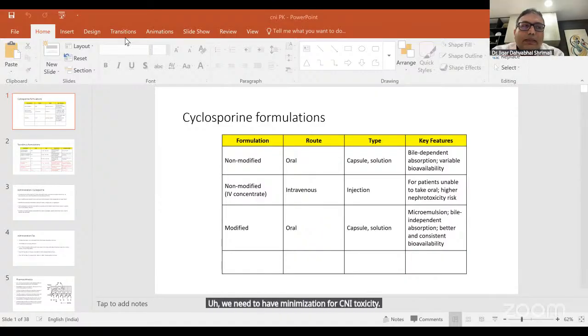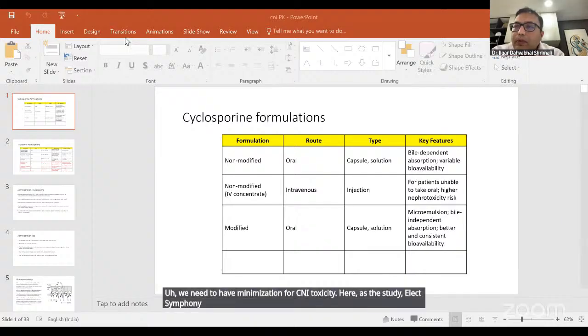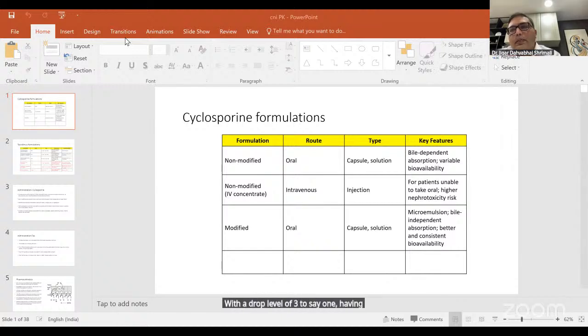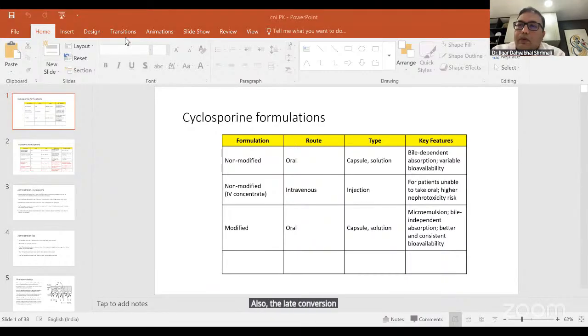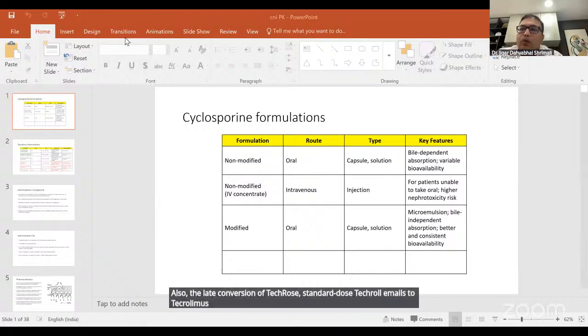Here, the Elite Symphony study had very good results that in that situation, low dose tacrolimus with the trough level of 3 to 7 had very good results in preventing graft rejection and biopsy proven acute rejection. Also, the late conversion of standard dose tacrolimus to low dose tacrolimus plus everolimus, that again can help for that.